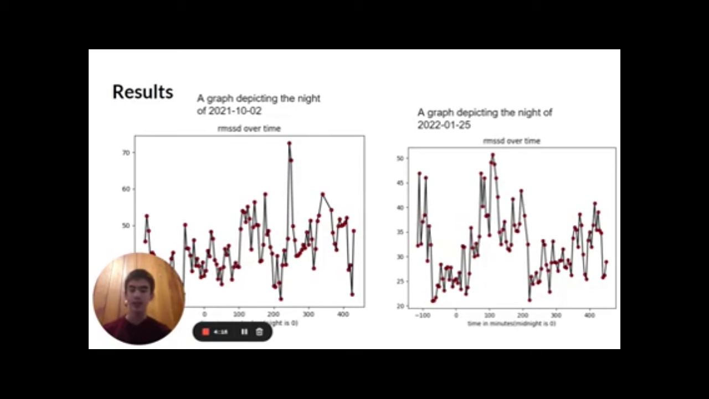On the contrary, it fluctuated from as high as 80 RMSSD to as low as 30 RMSSD. The RMSSD tended to stay around the 30 RMSSD to 40 RMSSD mark. These are all generalizations, however. There were almost no nights which followed all of these observations.